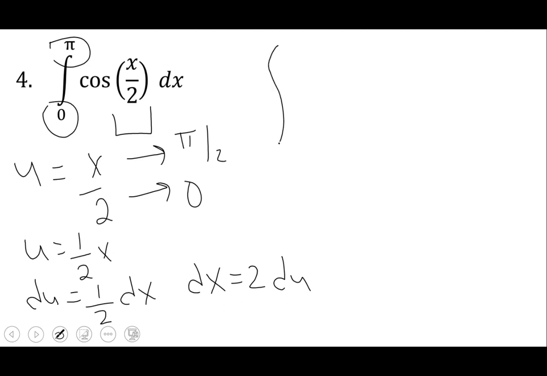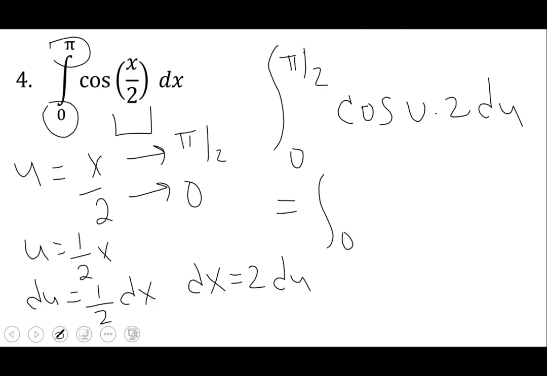We're now going to go ahead and rewrite the problem first with the new bounds. So this becomes the integration from 0 to pi over 2 of the cosine of u, and then dx is equal to 2 du. So again, a little bit of simplifying here. This now becomes the integration from 0 to pi over 2 of 2 times the cosine of u du. So instead of being left with a number on the bottom, which we've had for the previous examples, we now have a number on the top.